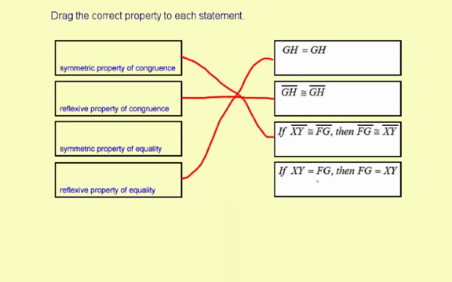If XY equals FG, then FG equals XY. Well, it's segment measure, so you could also read it: if measure of XY equals a measure of FG, then measure of FG equals measure of XY. These are switched, the left and the right parts. So when you switch the order, that's called the symmetric property, and this is of equality because you have equal signs.